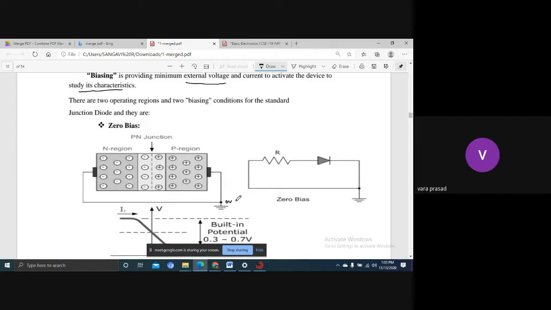See here, with the help of this, the n region and p region are drawn in this way. The p region always consists of positive charges.